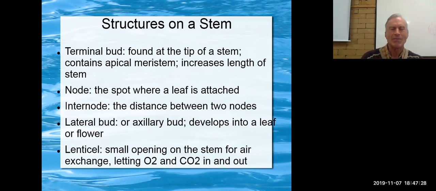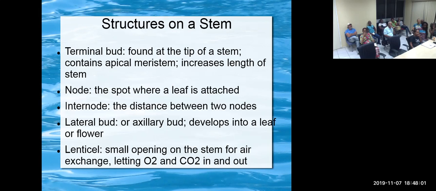Structures of a stem. There's a terminal bud found at the tip of the stem that contains an apical meristem. How about that? There's an apical meristem on the tip of the root and one on the tip of the stem, and it serves the same function. That's where the cells divide, and so the stem increases in length because there are cells dividing and then elongating. Is that on the top or on the bottom? Yeah. So the question is, that's on the very tip of the stem at the very top?